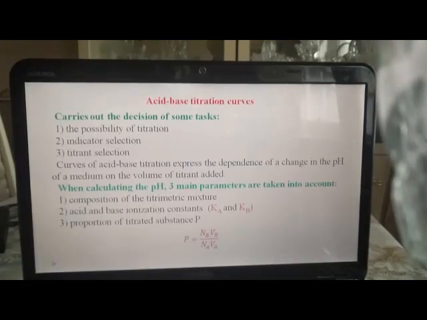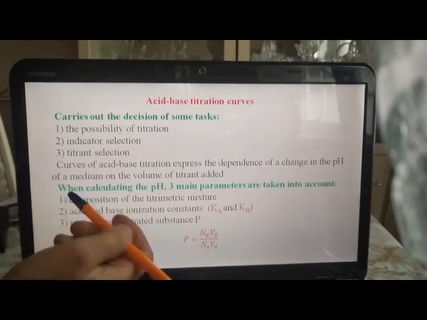Now about the acid-base titration curves. They help carry out the decision of some tasks. The first, the possibility of titration. Second, indicator selection. Third, titrant selection. Curves of acid-base titration express the dependence of the change in the pH of the medium on the volume of titrant added. When calculating the pH, three main parameters are taken into account.